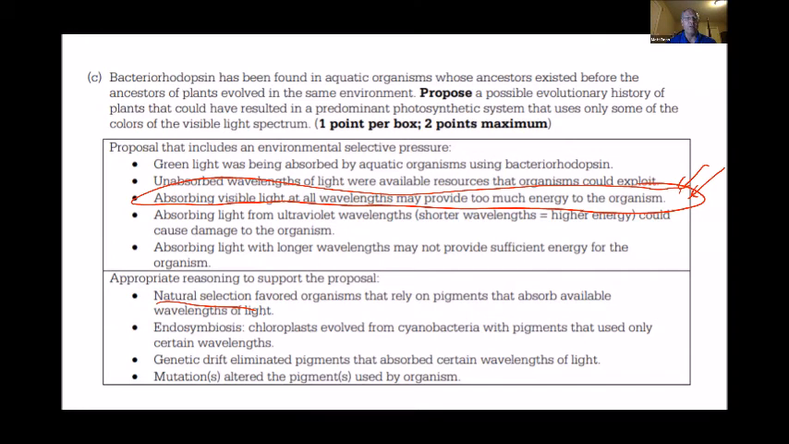Now, another possible answer, let's say that instead they evolved in the same environment as the bacteria using bacterial rhodopsin.